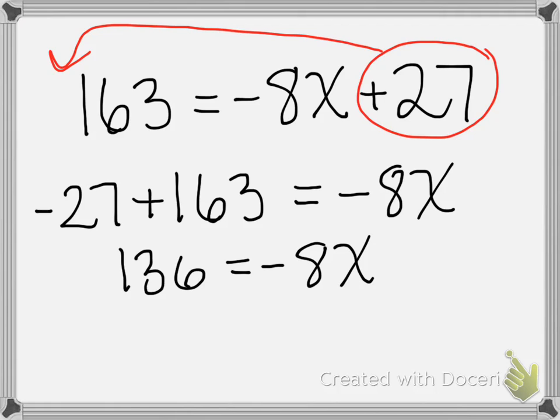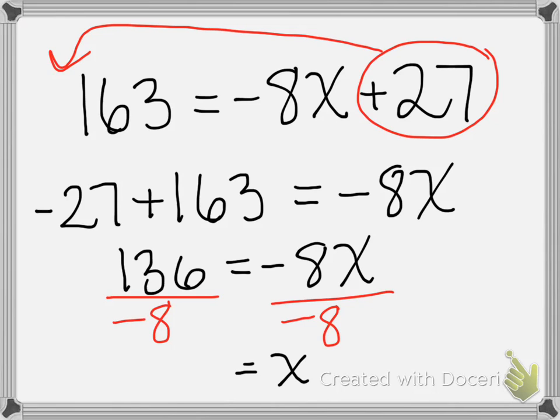Well, what do we do to get that x by itself? We're going to go ahead and divide by negative 8. Both sides divide by negative 8. What's going to happen is you're going to end up with a negative answer of negative 17.